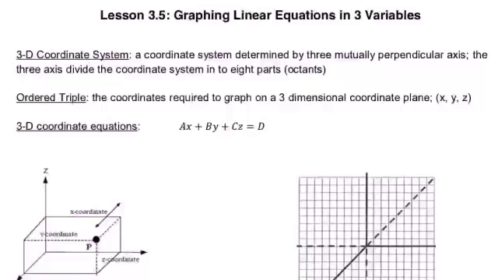A 3D coordinate system is a coordinate system determined by 3 mutually perpendicular axes. The 3 axes divide the coordinate system into 8 parts, or octants. An ordered triple is the coordinates required to graph on a 3-dimensional coordinate plane, so x, y, and z. And the 3D coordinate equation is ax plus by plus cz equals d.